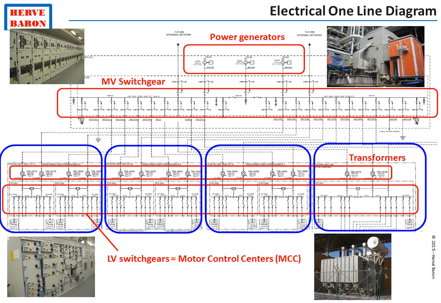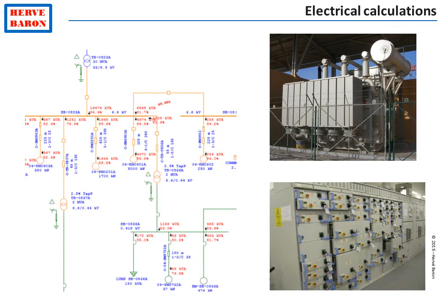Once this electrical system has been set, it is subject to calculations. The load flow analysis performs the calculation of the voltage and current in every part of the system, as well as short circuit calculations. It allows to identify the maximum current that each equipment must be able to sustain, hence to define the rating of this equipment.